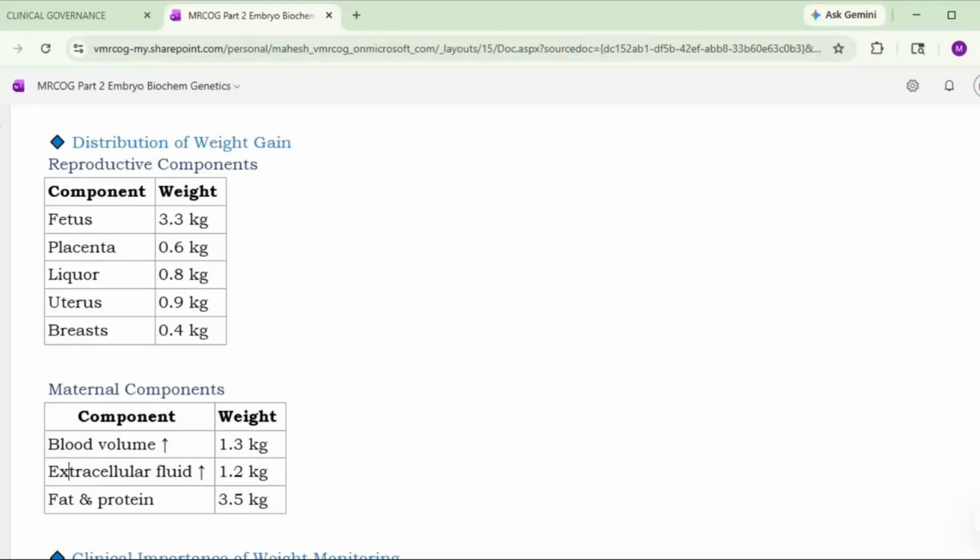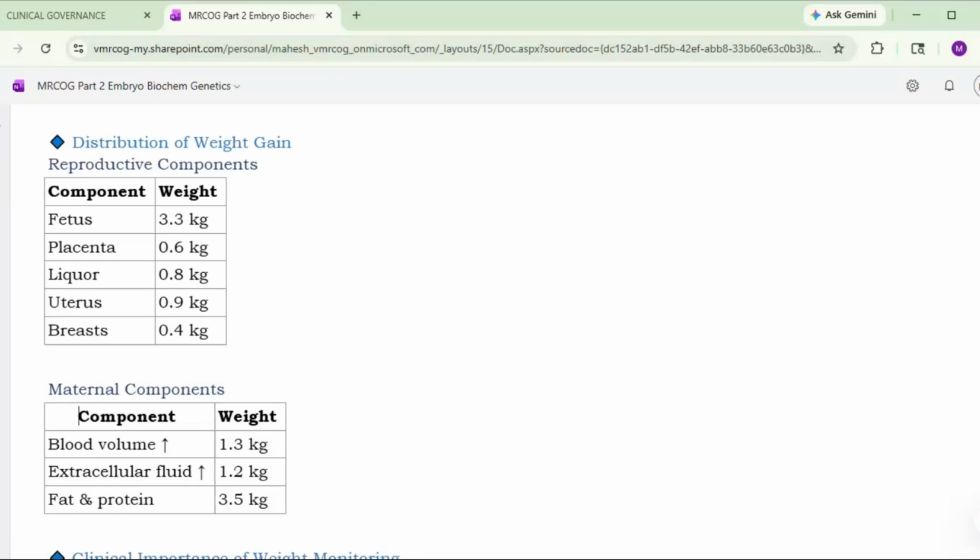Reproductive components: the fetus will weigh around 3.3 kg, placenta around 0.6 kg, liquor around 0.8 kg, uterus around 0.9 kg, breast around 400 gram or 0.4 kg. Normally here they are asking about the fetus to placental weight ratio. Normally placental weight is around 500 to 600 gram, or 400 to 600 gram, and the baby weight is around 3000. So 1:5 is the placental to fetus ratio.